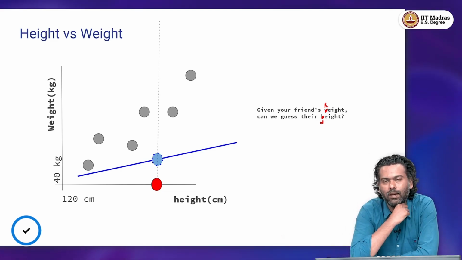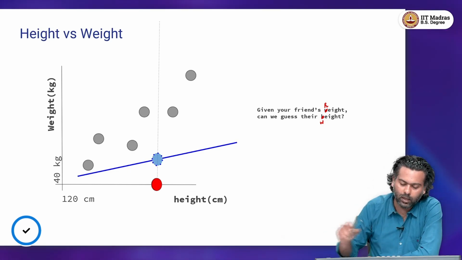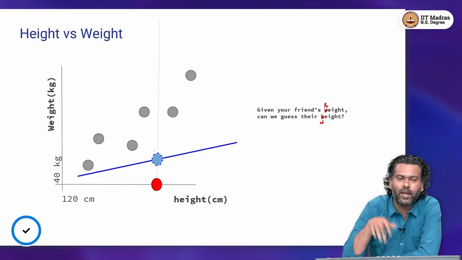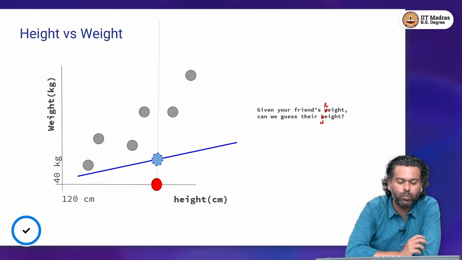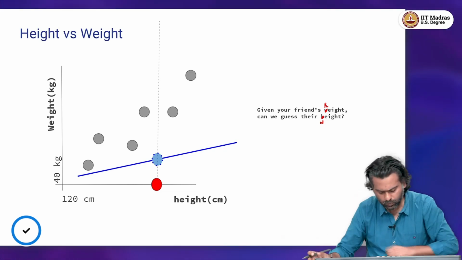So let's say this is a blue line, and if we believe that this blue line is the right way to map height to weight, then I know that if I give you a point on the x-axis, I will see the point on the y-axis where this dotted line cuts the blue line, and that would be my corresponding weight. I can predict that weight.